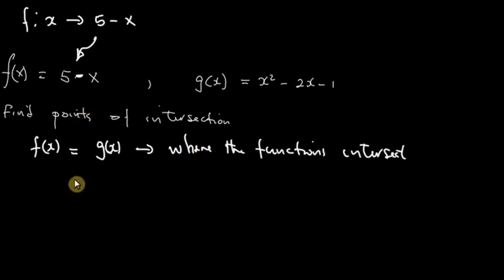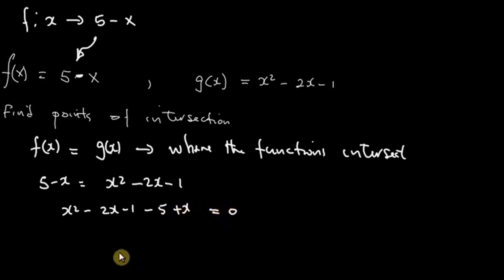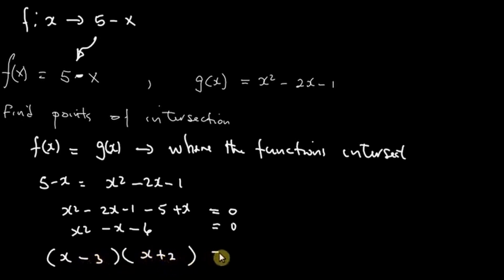So if we equate these two functions, we will have 5 minus x is equal to x squared minus 2x minus 1. And we can simplify this as x squared minus 2x minus 1 minus 5 plus x is equal to 0. So we simplify further, and we have x squared, and we have minus 2x and 1 positive x, so we have negative x, negative 6 is equal to 0. And this is a simple factorization problem where we can use two brackets to get the factors, because this will be x minus 3 and x plus 2 is equal to 0.